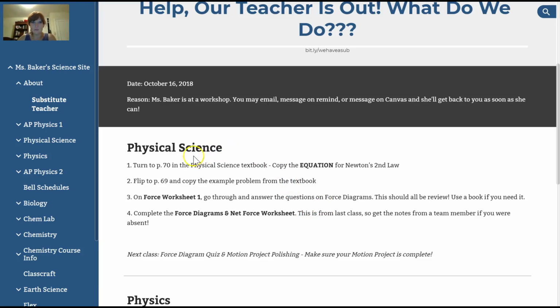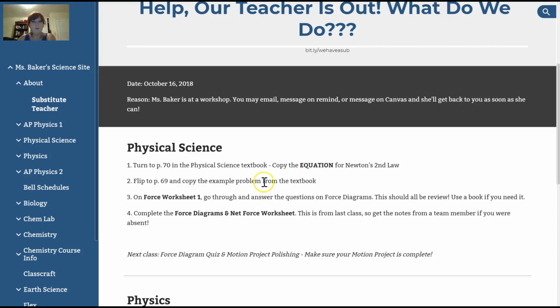Physical science, first block. You guys are going to look at a preview of notes for next class. There is an equation that you're going to look at on page 70, and this seems kind of backwards because the equation on page 70 is the one that is actually written on your reference tables, but the example problem is on page 69, just the page before it. So I want you to copy both of those, the equation and the example problem, into your notes.